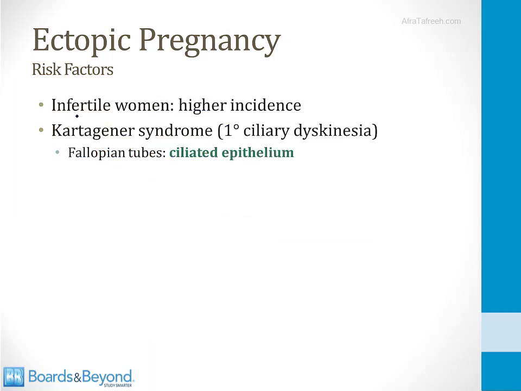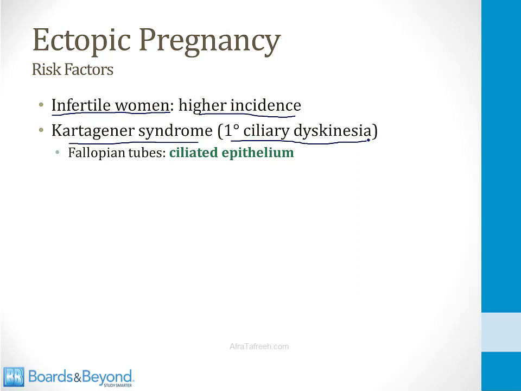Some other risk factors are shown on the screen here. Women who are infertile for any reason have a higher incidence of ectopic pregnancy. The reason for this association is not clearly understood. And then finally, Kartagener syndrome, which is a consequence of the rare disorder primary ciliary dyskinesia, can result in an increased risk for ectopic pregnancy.